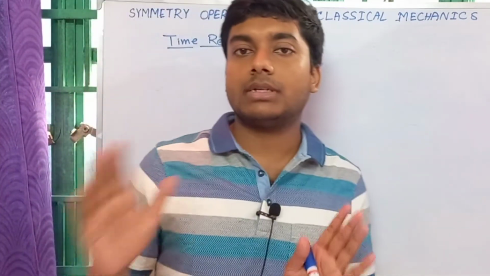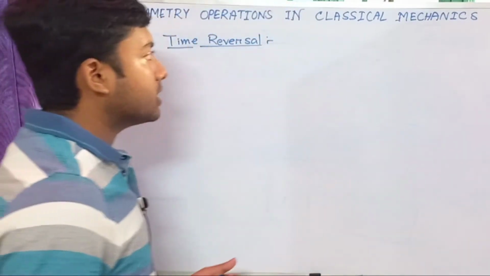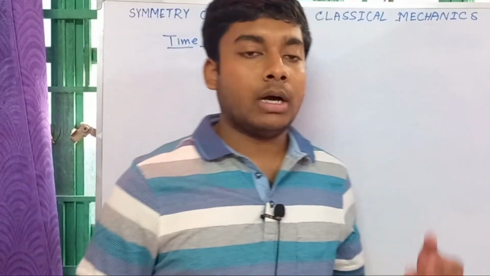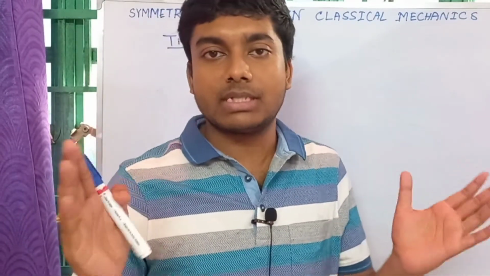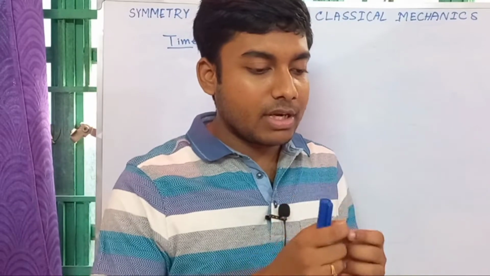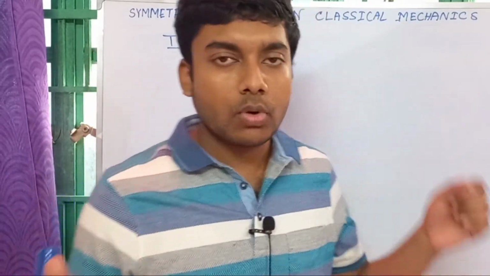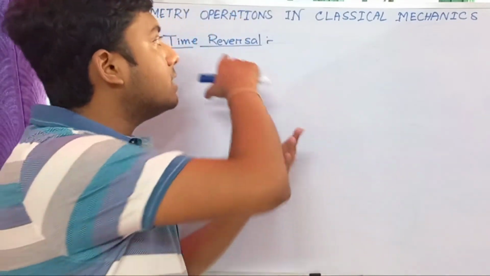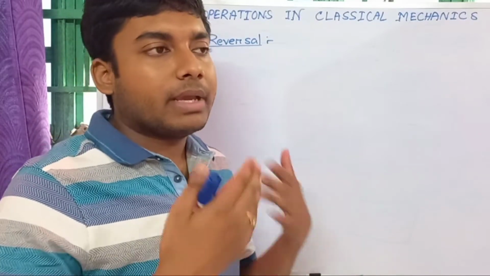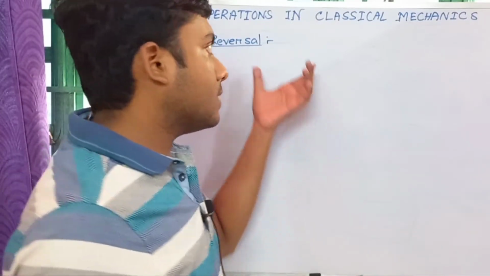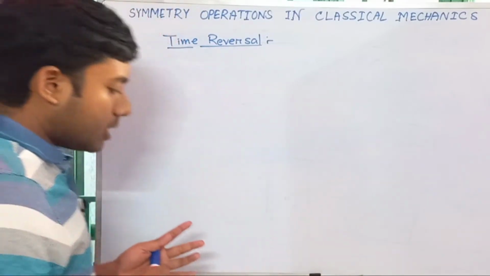The discrete symmetry part contains two types of symmetry. One is time reversal symmetry and the second one is mirror symmetry. Now, to explain the mirror symmetry I need time, so I have made two different videos. In this video I will discuss the time reversal symmetry, and in my upcoming videos I will make another video involving the mirror symmetry.